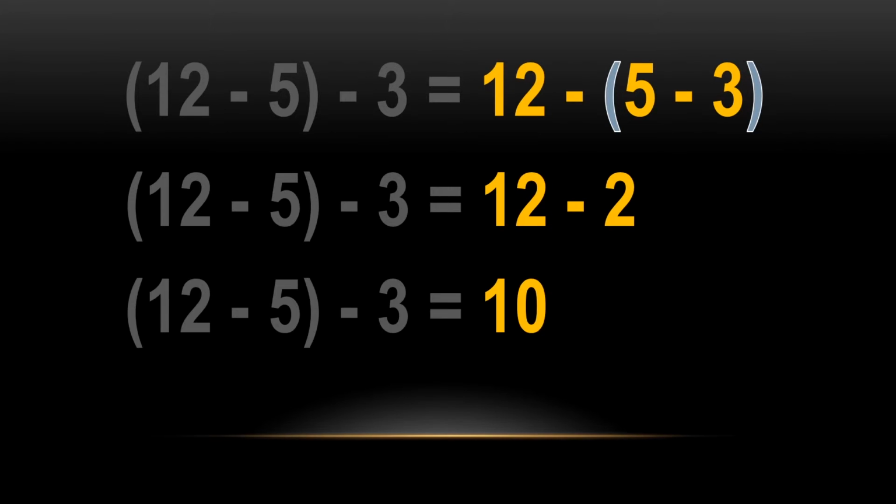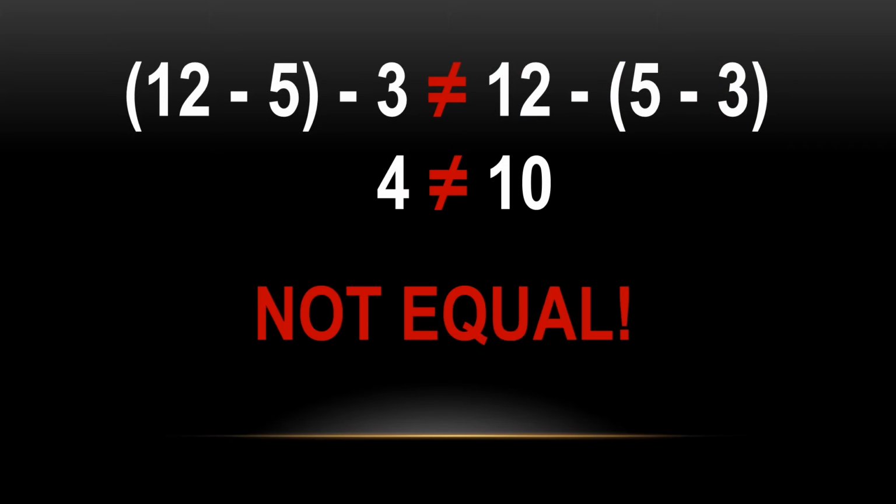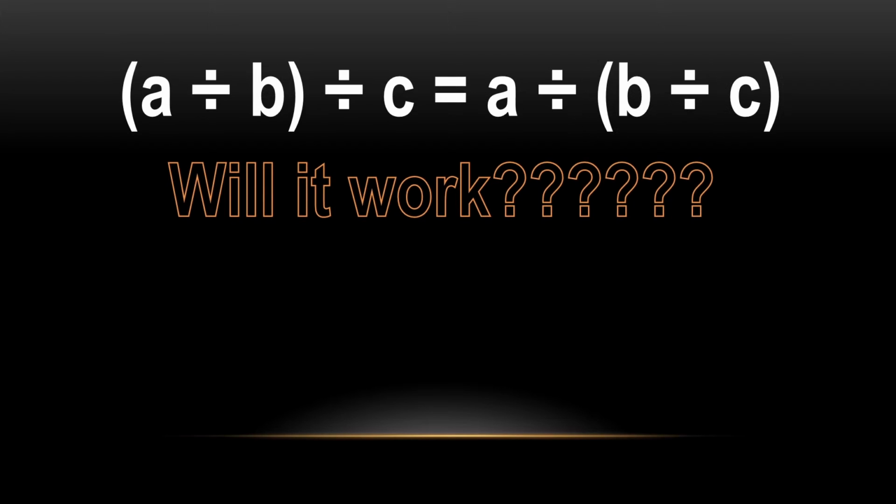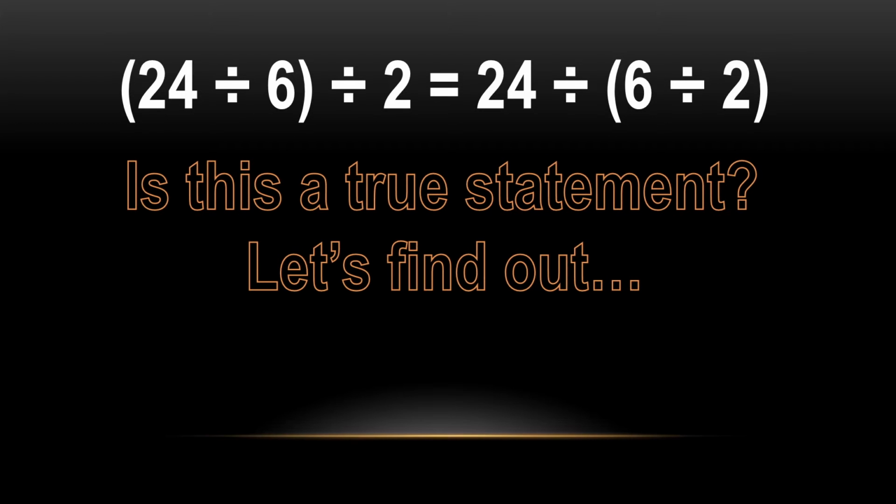Uh-oh, we got different answers for the two sides of the equation. They're not equal at all. When finding the difference between a set of numbers, the groupings do seem to matter. Alright, one last operation to try. Division. The quotient of A and B divided by C equals A divided by the quotient of B and C. Will it work? Is this a true statement?